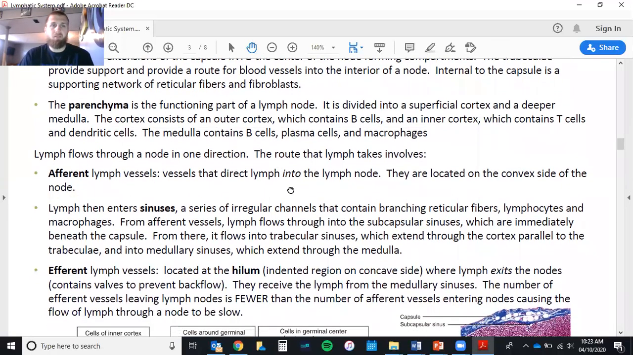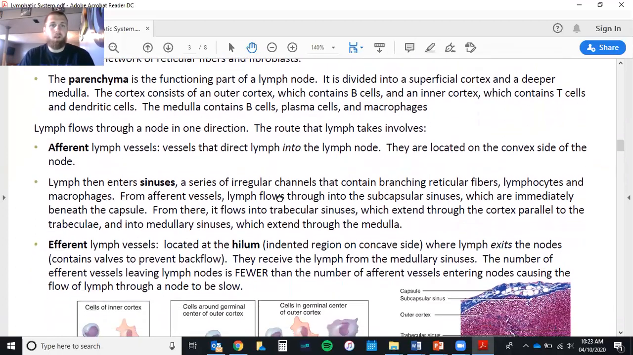Now the stuff that's going to get trapped is not flies and bugs and those kinds of things, but instead viruses, toxins, or bacteria. That way, those T cells, B cells, and macrophages can go to work. They're going to be found in what's called the parenchyma, the functioning part of a lymph node.